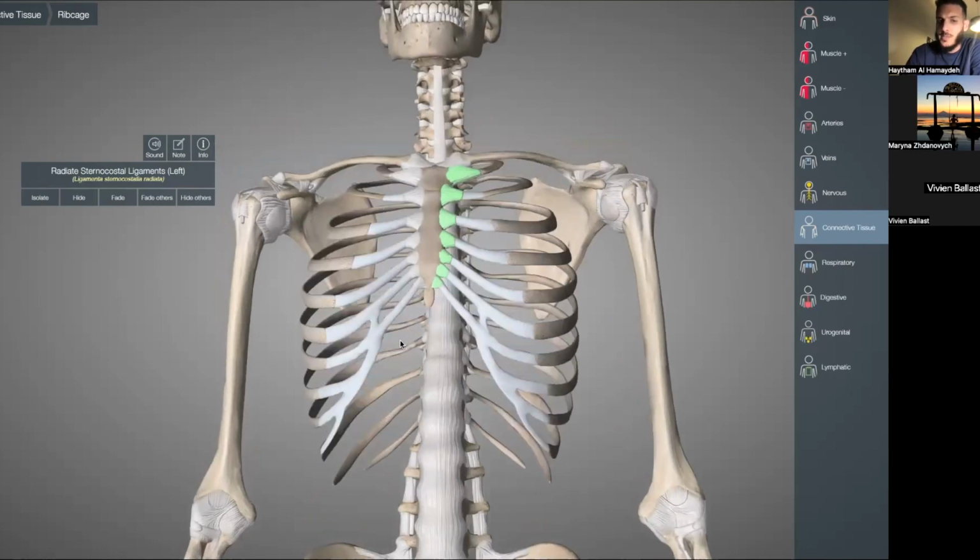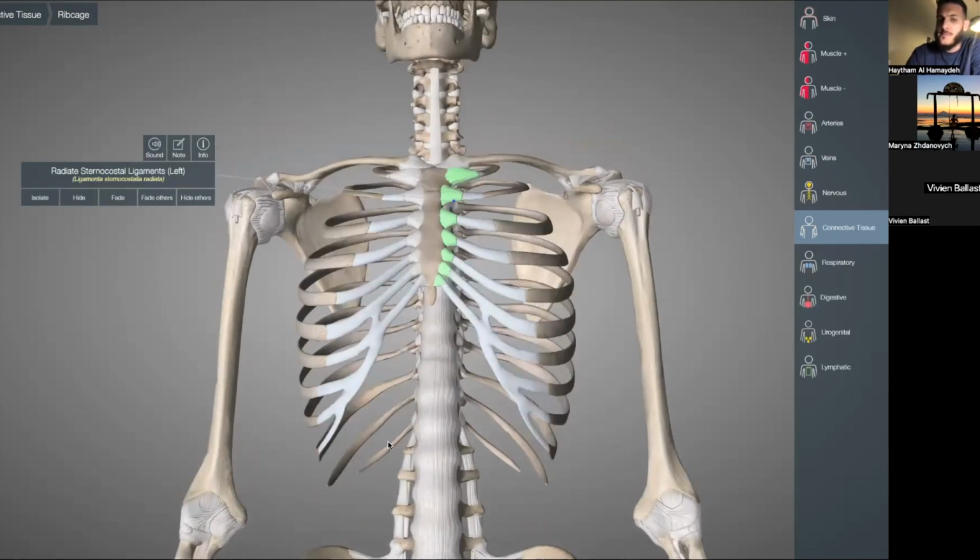Floating ribs. False ribs are numbers from 8 to 10. And floating ribs are numbers 11 to 12. They are floating because they articulate only with the vertebral column.